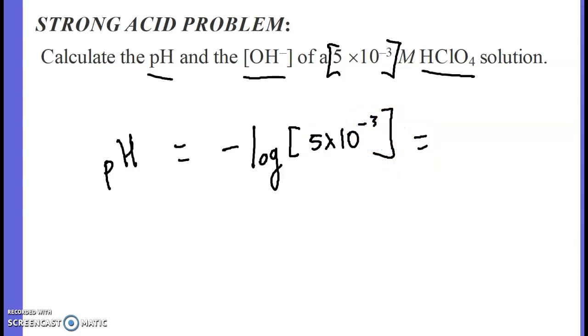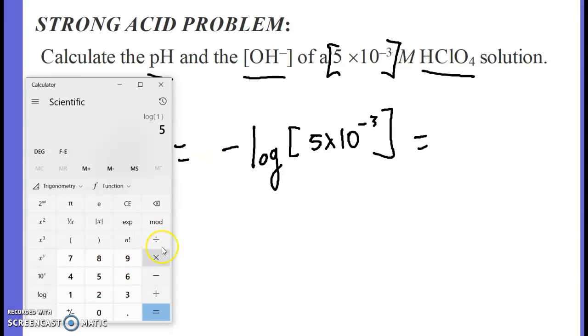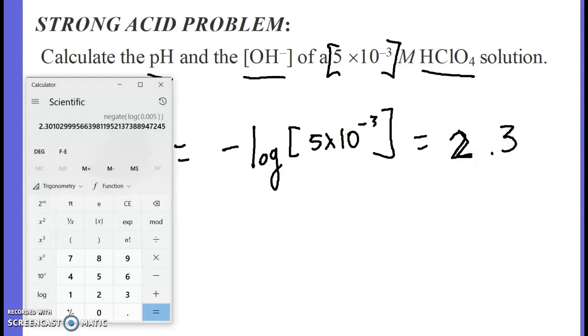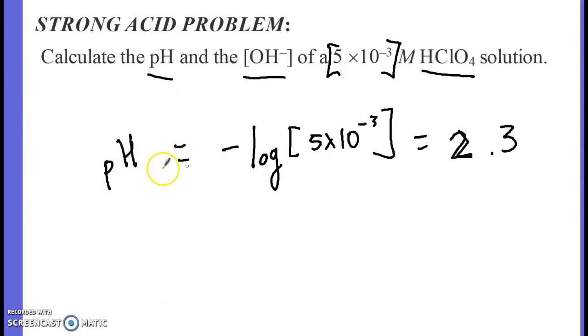Okay, so we take our trusty calculator, 5 exponent negative 3, log of that, and make that negative. So the pH would be 2.3. Okay, see that? 2.3. Notice this has one significant digit, so we'd go to the tenths place. The pH would be 2.3.